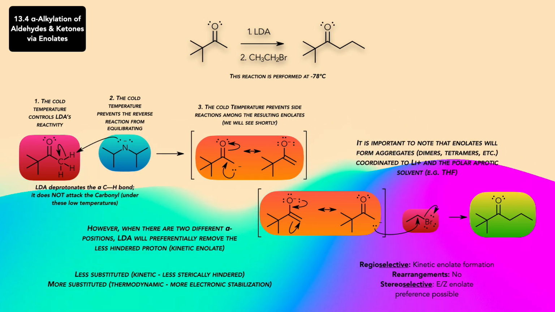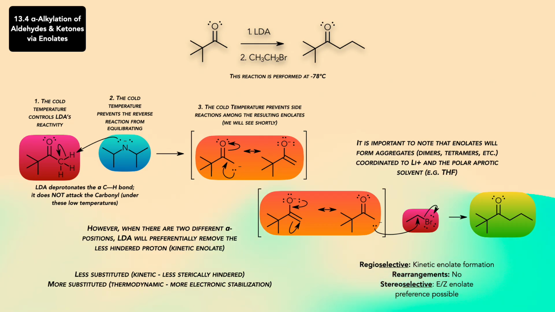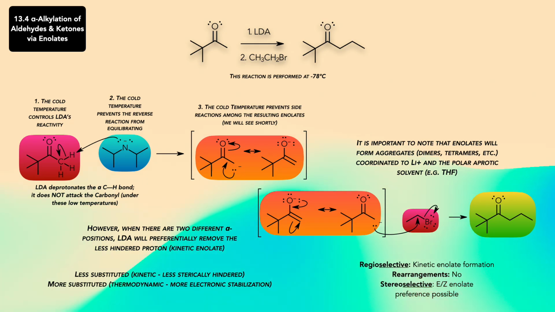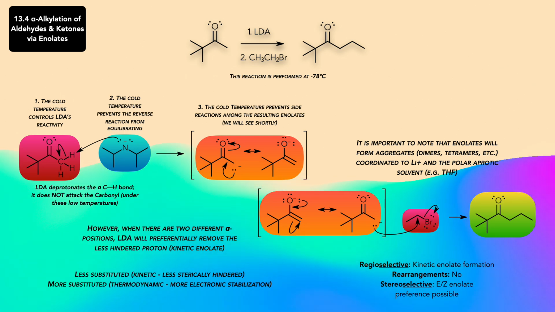One additional detail is that enolates don't exist as isolated ions. They form aggregates coordinated with lithium and solvent molecules. These structural details can influence selectivity.